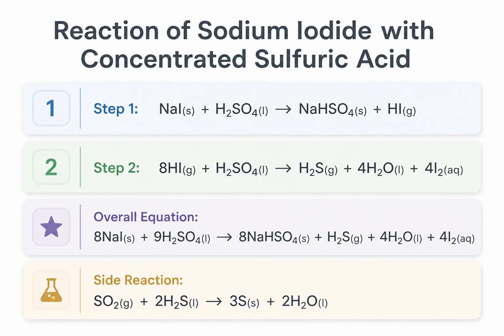The process is similar for sodium iodide, but the secondary oxidation is more extensive. The initial displacement yields hydrogen iodide. Then, 8 molecules of hydrogen iodide react with sulfuric acid to produce hydrogen sulfide gas and iodine. The overall equation reflects this heavy consumption of reactants. Interestingly, side reactions can also occur here. For example, any sulfur dioxide produced can react with the hydrogen sulfide to precipitate solid yellow sulfur.